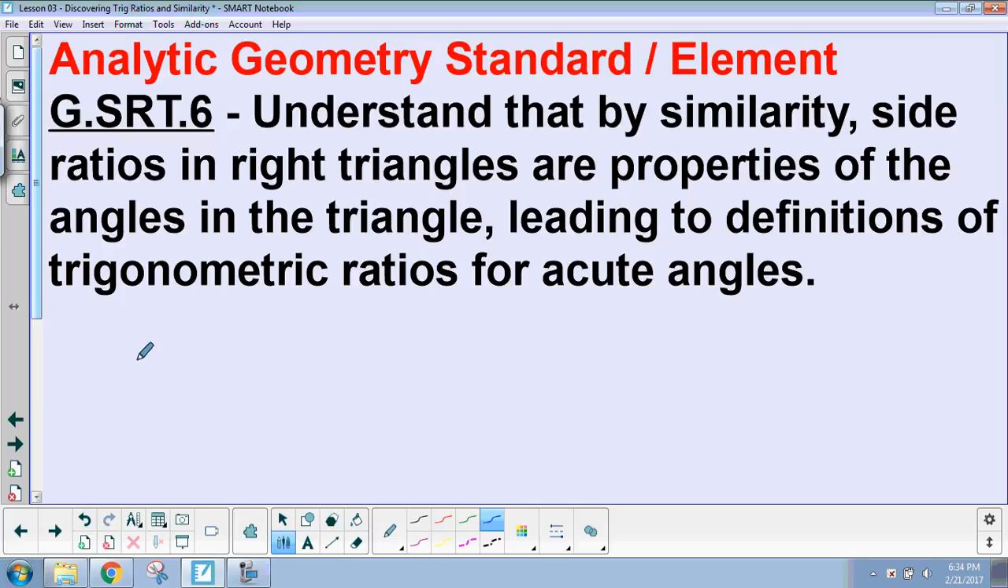Again, we're looking at SRT6. We're going to understand that similarity and side ratios in right triangles are properties of the angles in the triangle, leading to definitions of trigonometric ratios. Again, we had this idea last week about similar polygons or similar triangles, same shape, different size.